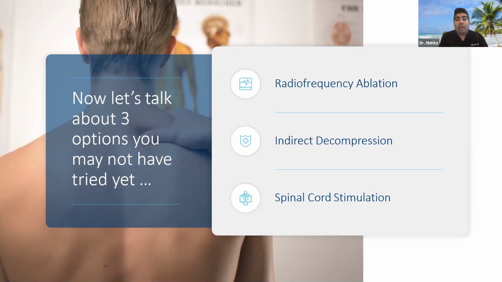And so again, all of these things are completely reversible. So for some reason, if things worsen 5 years, 10 years forward, and you need a surgery, this can be taken off. So there's a variety of things which can be done.